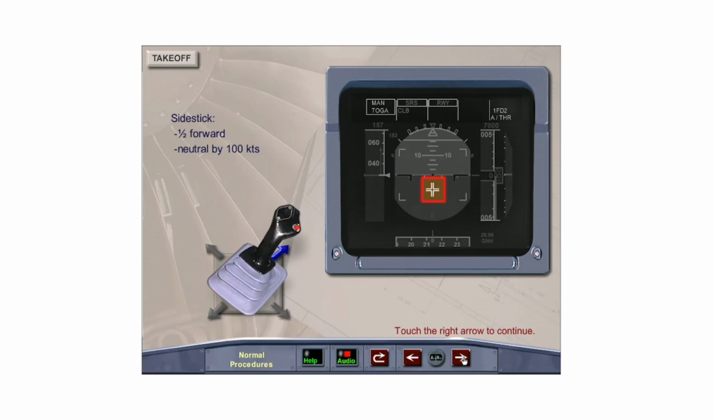During the takeoff roll, control deflection is in direct proportion to side stick movement. When takeoff power is applied, half travel forward side stick input should be applied to prevent the nose from pitching up. At 80 knots, gradually reduce this pressure to reach stick neutral at 100 knots.